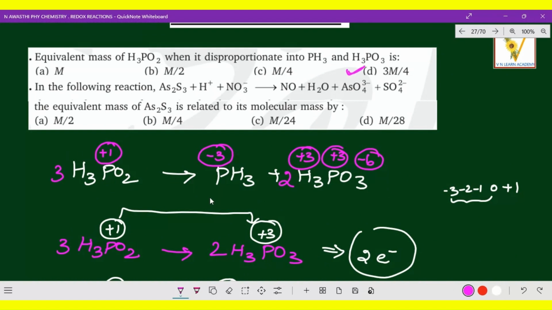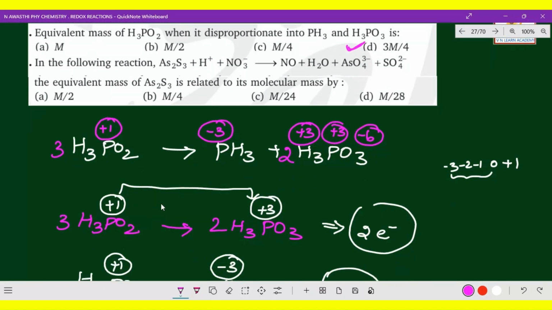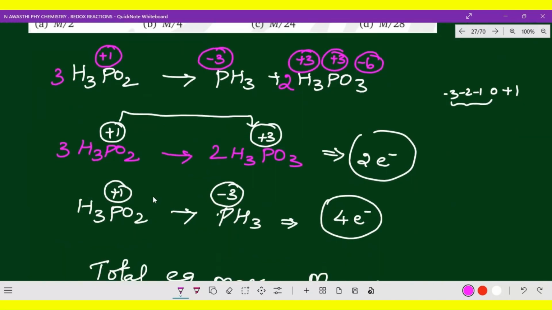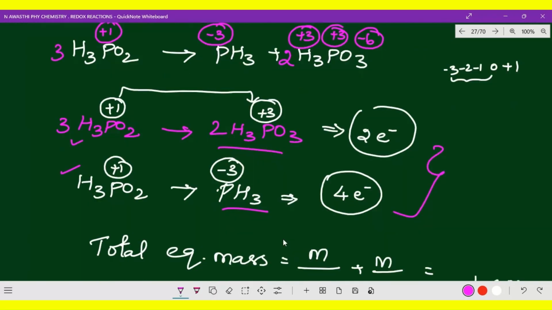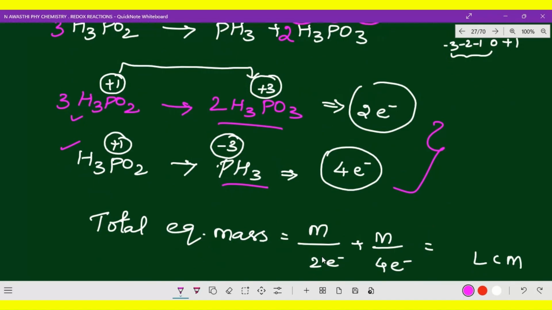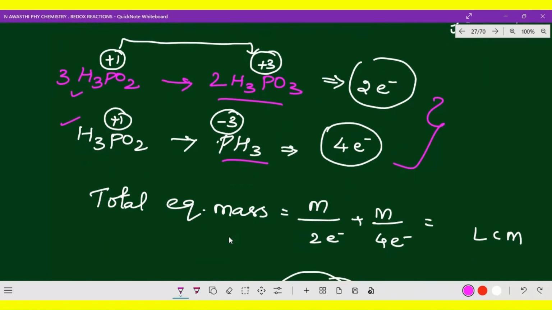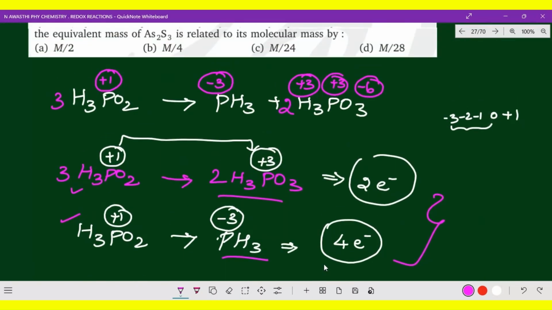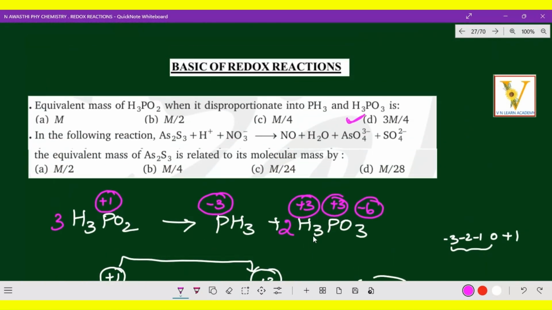See, in this they did not ask anything about the coefficient, the stoichiometric coefficient; the equation they did not provide. We only balanced. What they are asking is disproportionation, so we are mentioning both this and this, providing these two. So together, the equivalent mass, molecular mass by n factor, total equivalent mass. So that is what we are going for: 3M by 4. M is the molecular mass. So molecular mass by n factor, 3 into M divided by 4. Hope you got the clarity.